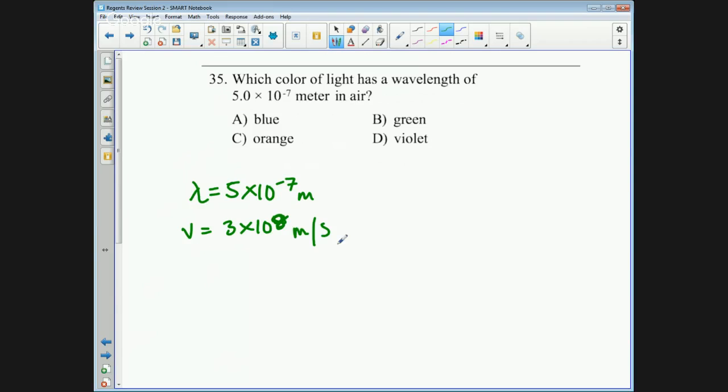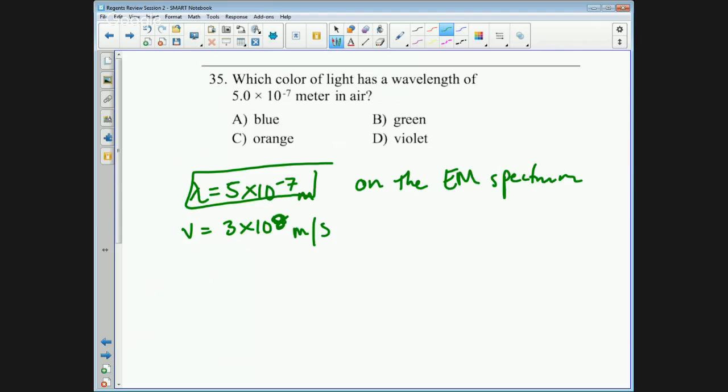We actually don't need this. I'm dragging it. All we need to do is look at the reference table, page 2, electromagnetic spectrum, and we look for this wavelength on the electromagnetic spectrum. Okay, so 5 times 10 to the negative 7 for wavelength.